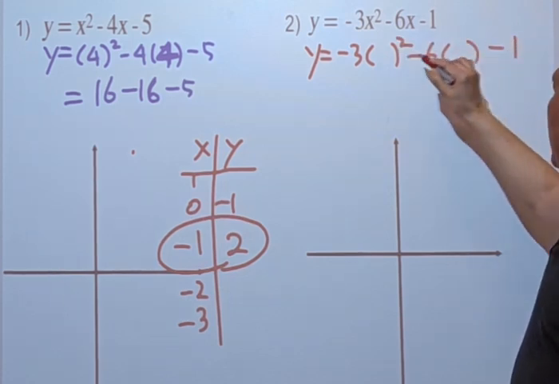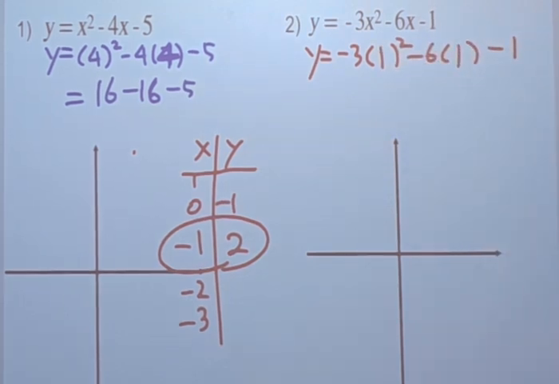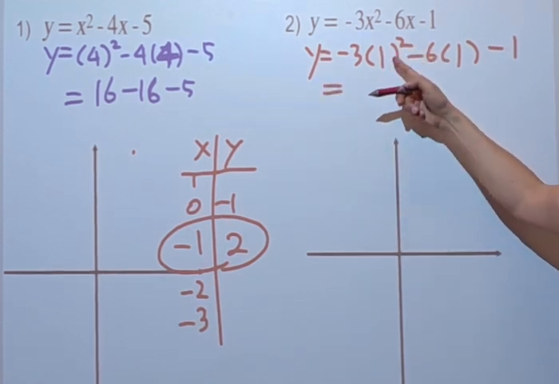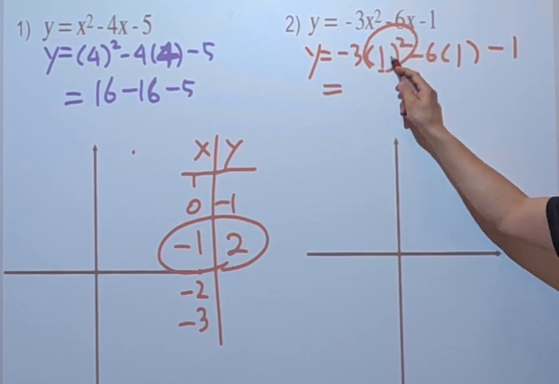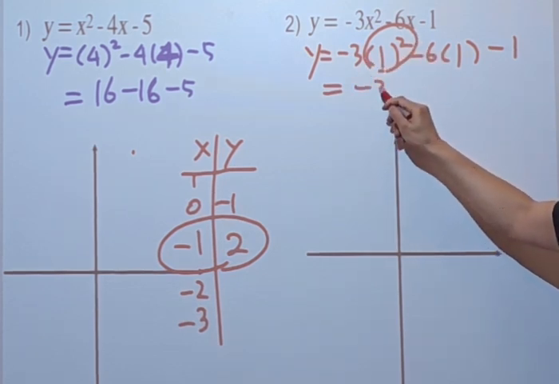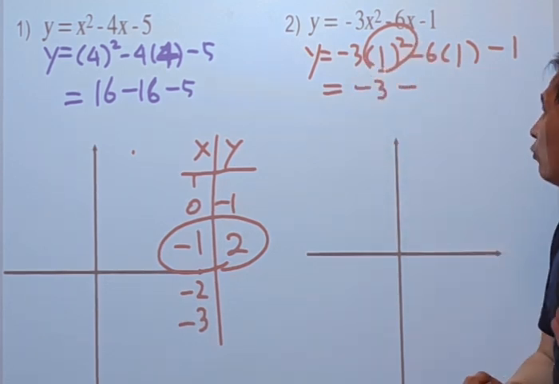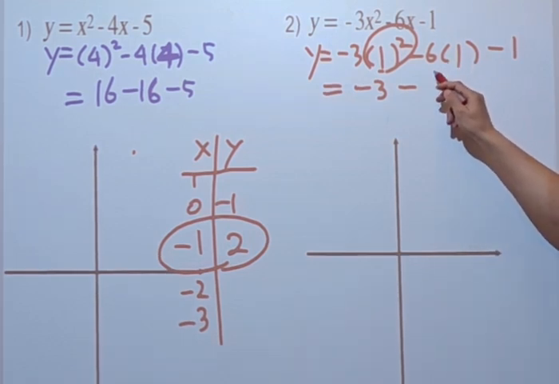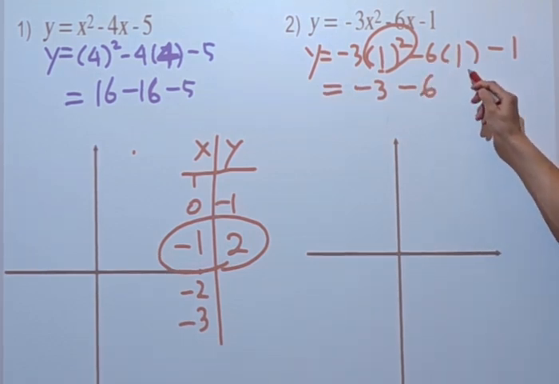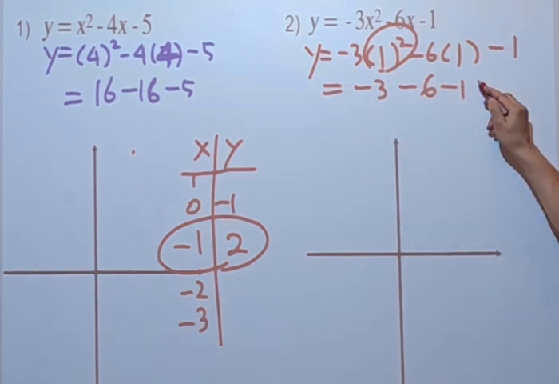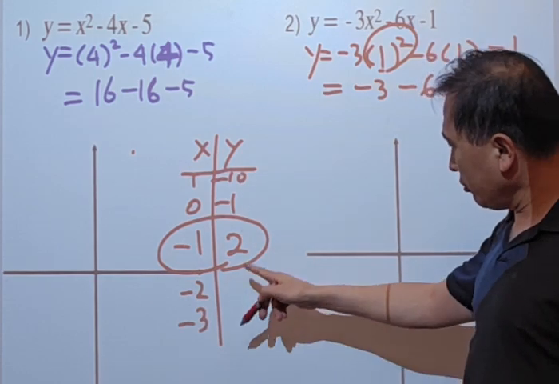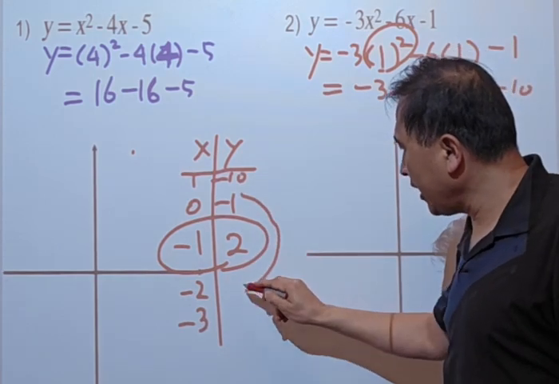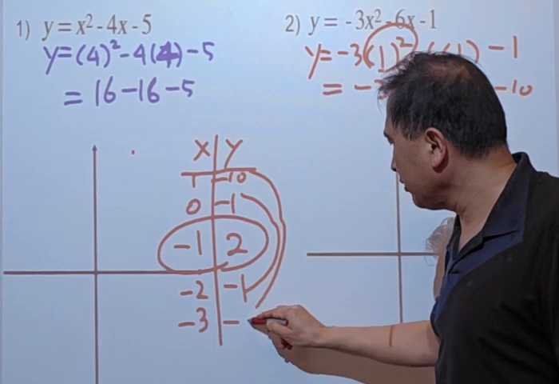Change the parentheses first, and then I put 1 there. Now 1 squared. Don't multiply first. You need to do the exponent first. 1 squared is 1, times negative 3, and minus 1 times 6. That's negative 3, negative 6, negative 1. That means negative 10. That means you don't need to do the others. Negative 3 should be the same as negative 1, which is negative 10.